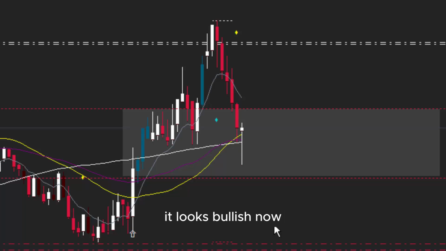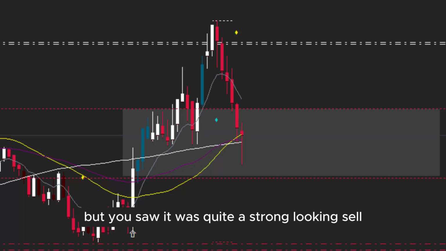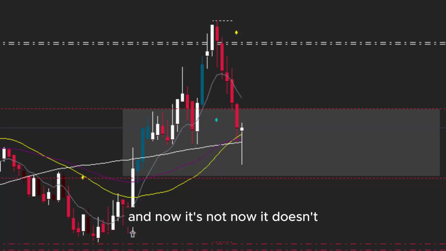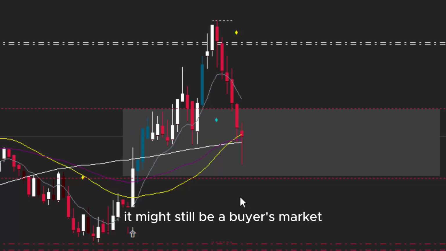It looks bullish now. Even though it went down, it spiked all of these people out. I'm hoping this is what's happened, because it hasn't concluded yet. You saw it was quite a strong looking sell, and now it doesn't look like a sell anymore. It looks more like a rejection of prices. So if it closes above these moving averages, then we might still be in the game. It might still be a buyer's market.